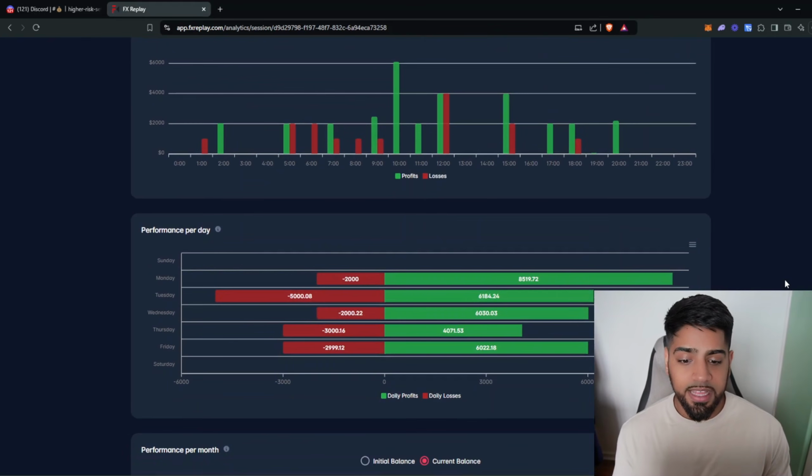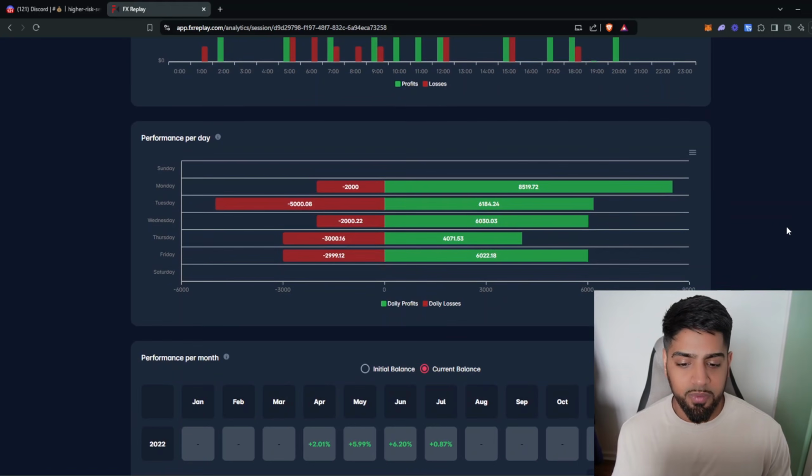Not only that, but we can also see that Thursdays seems to be our least profitable day. That means we can further refine this strategy by saying that we're no longer going to be trading on a Thursday, and on Tuesday we've taken the biggest losses. So on Tuesdays and Thursdays we're not going to trade this strategy, we're not going to trade before 8 AM, and we're also not going to trade during 12 PM.